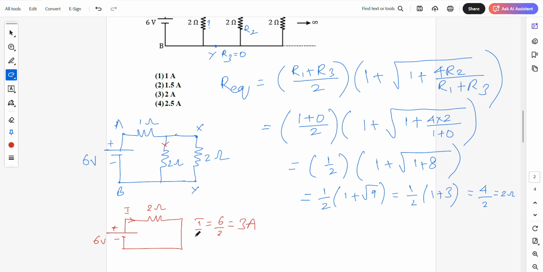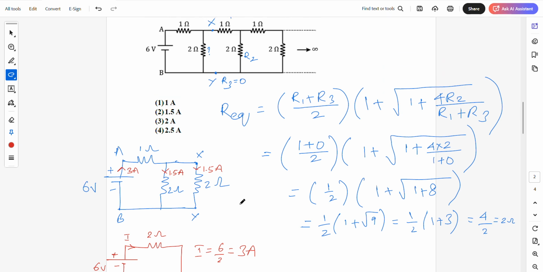This is the 6 volt battery. Then how much current will flow here? Totally 3 amperes of current is coming from the 6 volt battery. Then the current gets equally divided, so here it is 1.5 amperes and here it is 1.5 amperes. Hope you understood. This is a very easy problem.